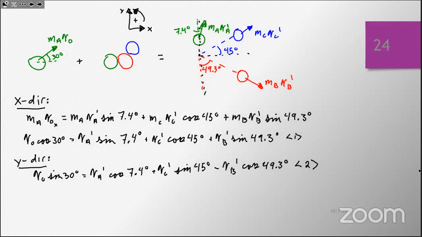So I'm going to start with my x direction here, right? I've got MA V naught in the x direction is equal to MA VA prime sine 7.4 plus MC VC prime cosine of 45 plus MB VB prime sine of 49.3 degrees. Now let me ask you guys a question. They never gave us these masses. So how do we handle that?